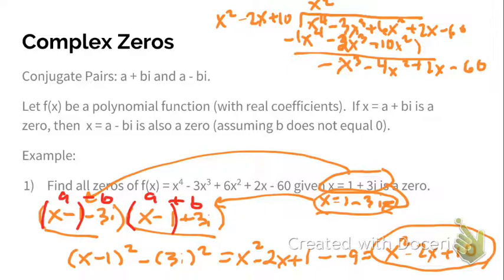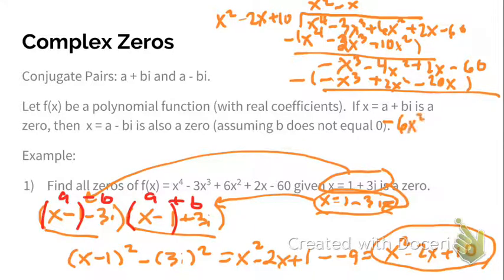Alright, now we know that this has to be a negative x, so we're going to multiply that out. So it's negative x cubed plus 2x squared, and then minus 20x, and now subtract everything. So the negative x cubes cancel out, and then we get negative 6x squared, and then this becomes a plus 22x, and then minus 60.